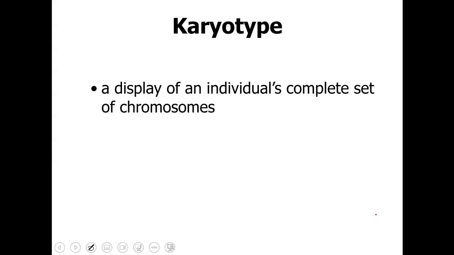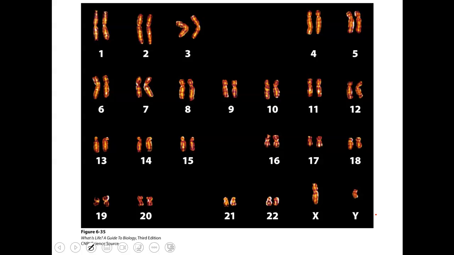A karyotype is a display of an individual's complete set of chromosomes, and that's what we looked at. If you look at this picture here, it shows you how they're divided by size. Usually it starts off with the largest ones as chromosome 1, and you continue on down. They get smaller and smaller, and then you reach your 23rd set, which are your sex chromosomes. What you see there is an X and a Y, so that will be the karyotype of a male.